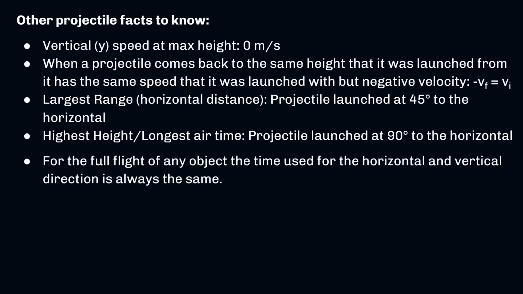Just think of throwing something upwards. If you throw something upwards and it comes back down into your hand, whatever initial velocity you threw it with, it's the same exact speed, but it's just moving downwards instead of moving upwards. So now it's negative. Largest range, which means the horizontal distance, is a projectile launched at 45 degrees to the horizontal. That's really an idea in Regents multiple choice questions that sometimes comes up. Same exact thing for this next bullet. Highest height or longest air time is 90 degrees to the horizontal. That should make sense. If I shoot something straight upwards, it's going to go higher than something that I shoot at an angle like 30 degrees.